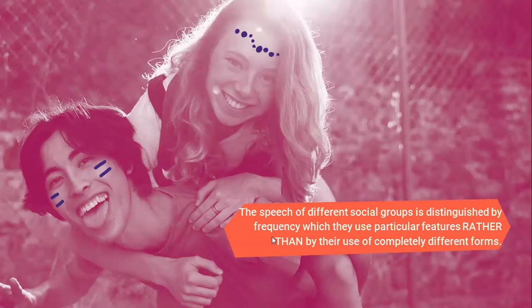So the speech of different social groups is distinguished by the frequency with which they use particular features, rather than by completely different forms. They look at the frequency, not the different forms.